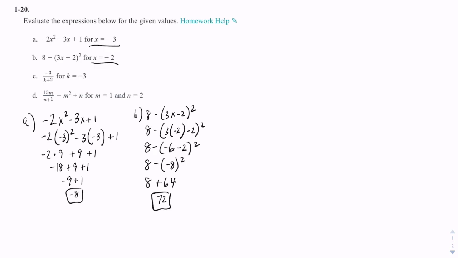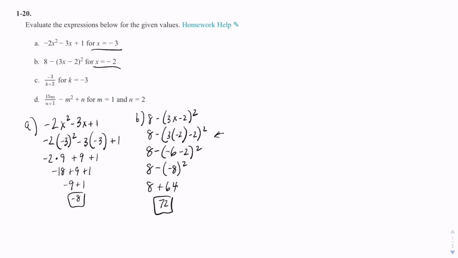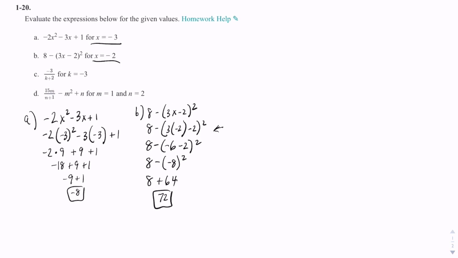So let me see if I made a mistake. So they give us x of negative 2, and I substituted that in to the second line, right? And then 3 times negative 2 is negative 6, which I did correctly. Negative 6 minus 2 is negative 8, which I did correctly. And negative 8 squared is 64, which I did correctly. And 64 plus 8. Oh, I see where I went wrong, right there.